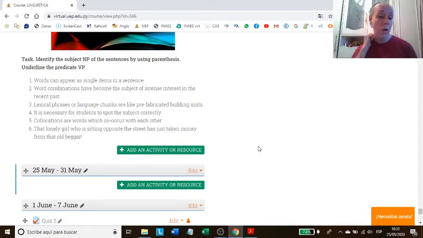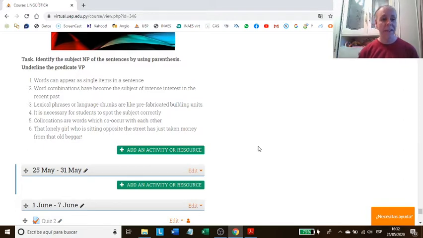Word combinations. So where does it finish? It finishes right before the verb phrase. Have become. Have is an auxiliary verb. Become the main verb. Number three, lexical phrases or language chunks is the subject. Where does it finish? Right before the main verb. Are is the main verb or the verb phrase. Number four, it, and that's the subject. It finishes right before the main verb, is. Number five, collocations, that's the subject. It finishes right before the main verb, are.